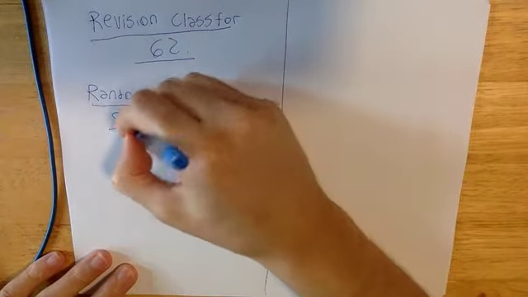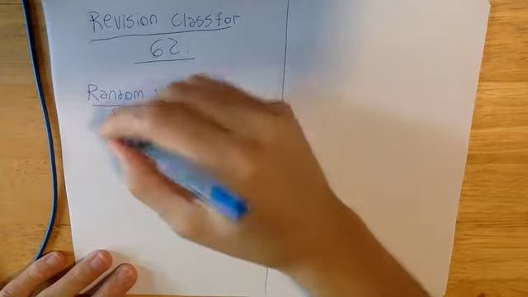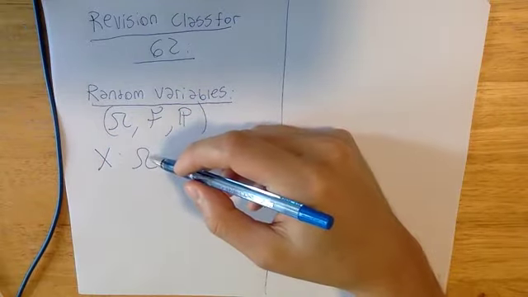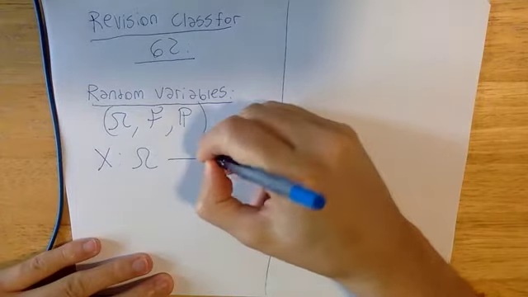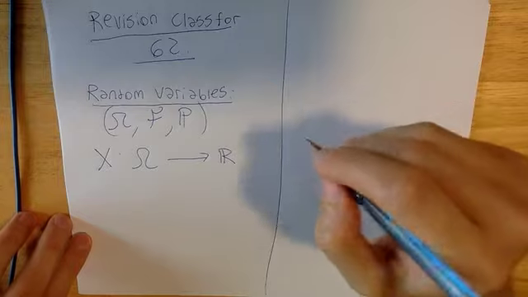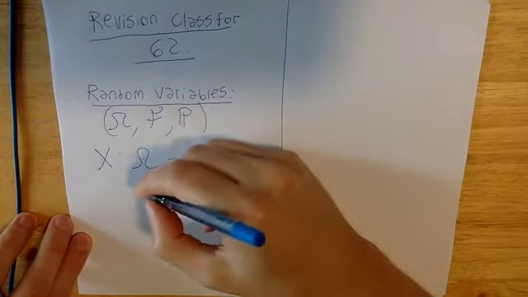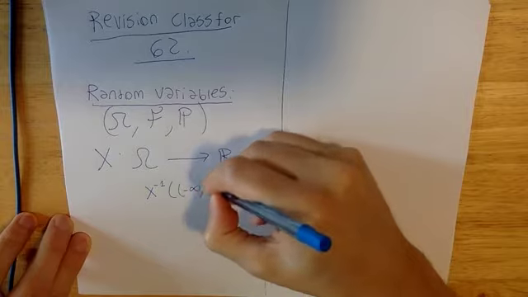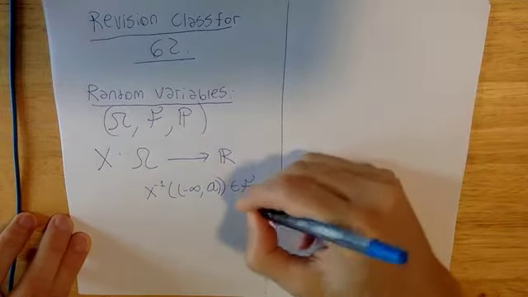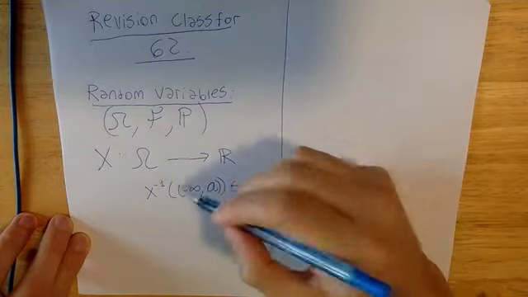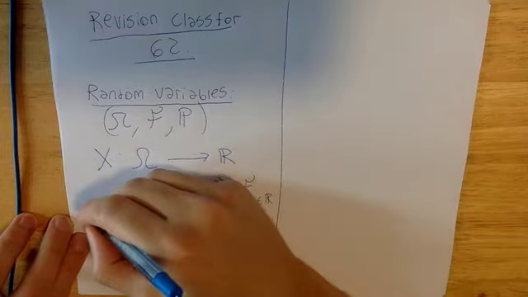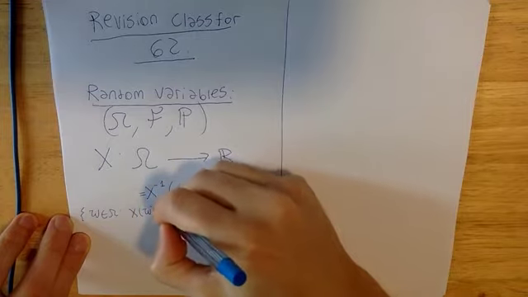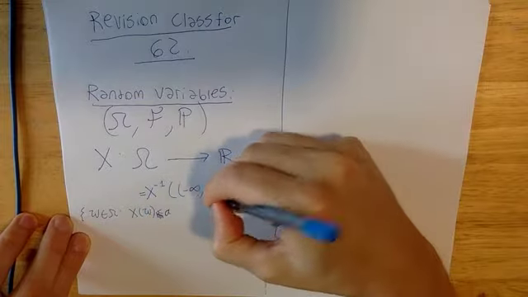If we are in a probability triple (Ω, F, P), a random variable is a function X going from the sample space Ω to R, in such a way that the pre-image of the sets (-∞, a] is in F for every a in R. So these are equal to all the ω such that X(ω) is less than or equal to a.